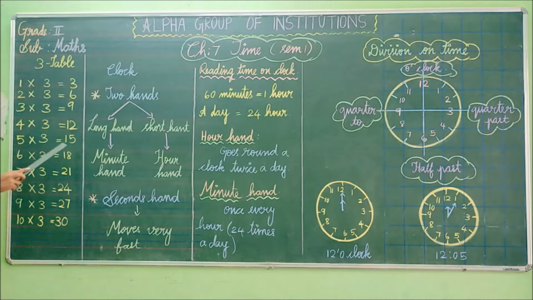5 3s are 15. 6 3s are 18. 7 3s are 21. 8 3s are 24. 9 3s are 27. 10 3s are 30. Shall we read once again, children?